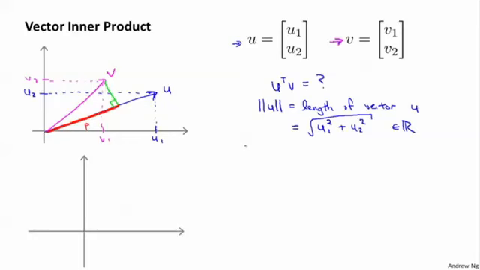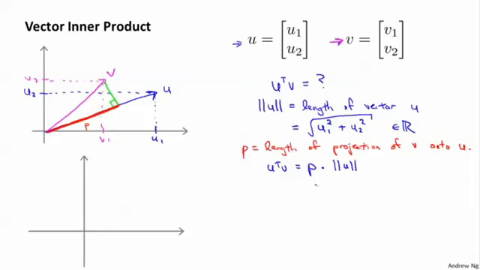Right? So let me just write that down. So p is the length of the projection of the vector v onto the vector u. And it's possible to show that the inner product u transpose v is going to be equal to p times the norm, or the length, of the vector u. So this is one way to compute the inner product.